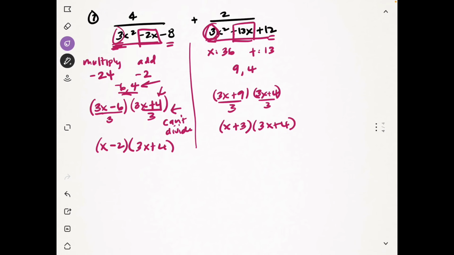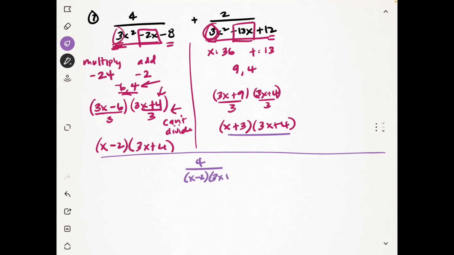All right, so this is our denominator. Let's rewrite this whole thing. So we have 4 over x minus 2, 3x plus 4, and then we have 2 over x plus 3, 3x plus 4. All right, so sorry, I had something that I had to do. I had to cut the video, but back to our least common denominator stuff. So we set up our denominators correctly, right?